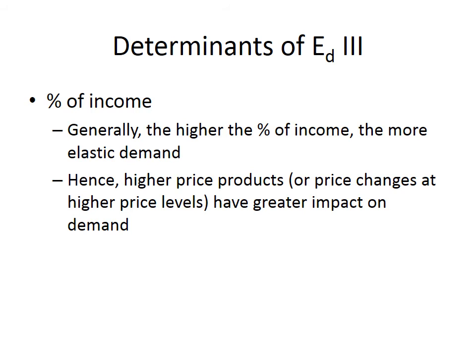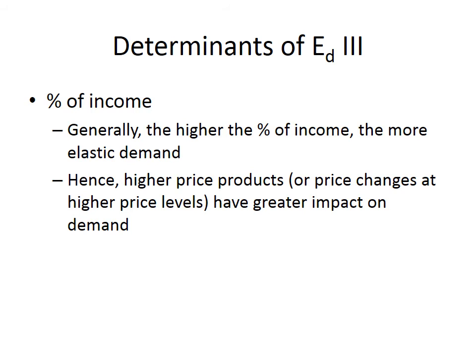Percentage of income, and this actually explains why it is that as you go up the demand curve, meaning lower quantities, higher price, it eventually becomes elastic. Generally speaking, the higher the percentage of income, the more elastic the product. The higher the percentage of income, the greater the sensitivity of demand for that product is going to be. Give you a quick example.